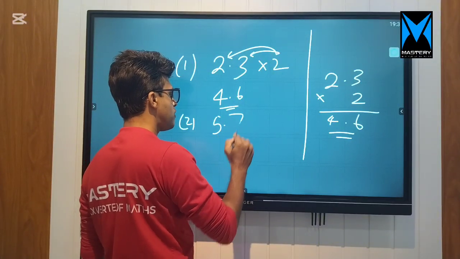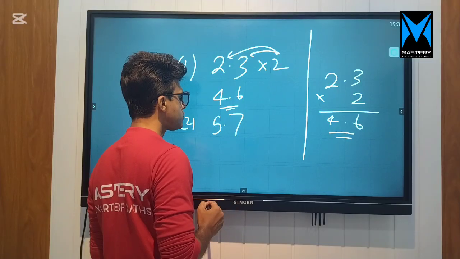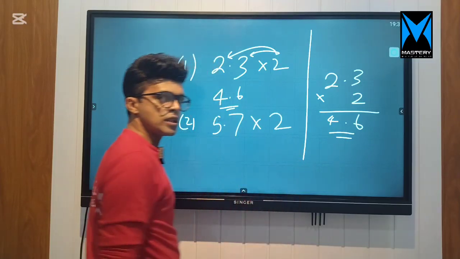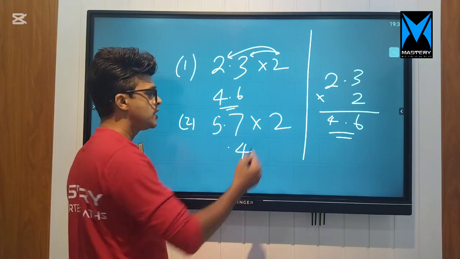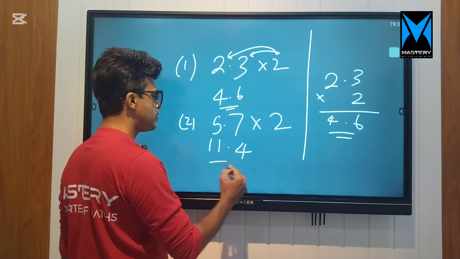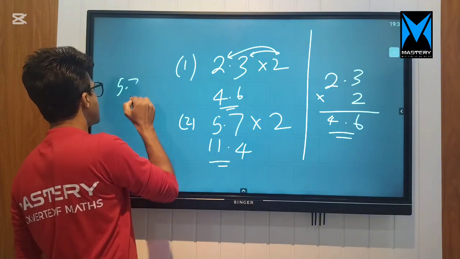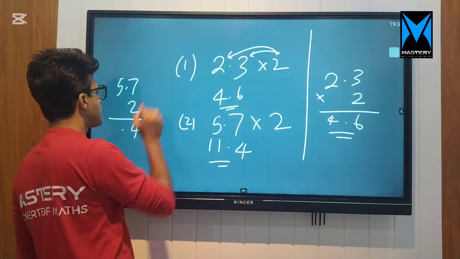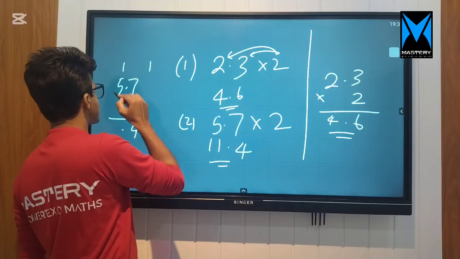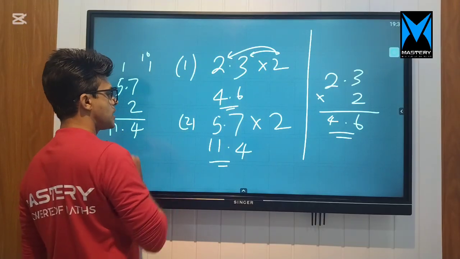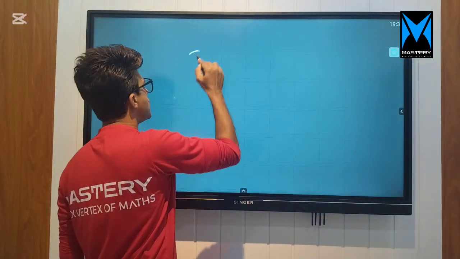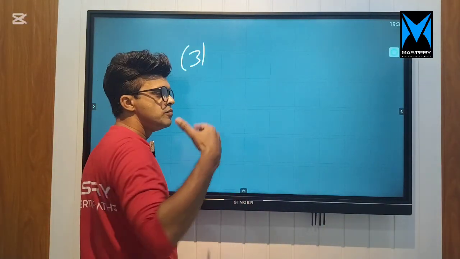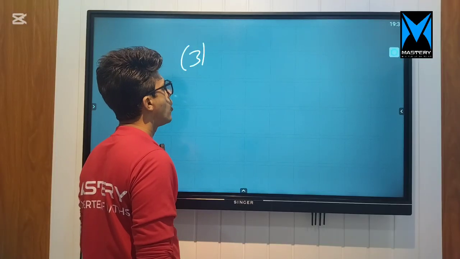Then 5.7 into 2. How can you do this? 2 times 7 is 14, remainder is 1. 2 times 5 is 10 plus 1, 11. So the answer is 11.4. This is the way that you need to multiply a decimal number and a whole number.